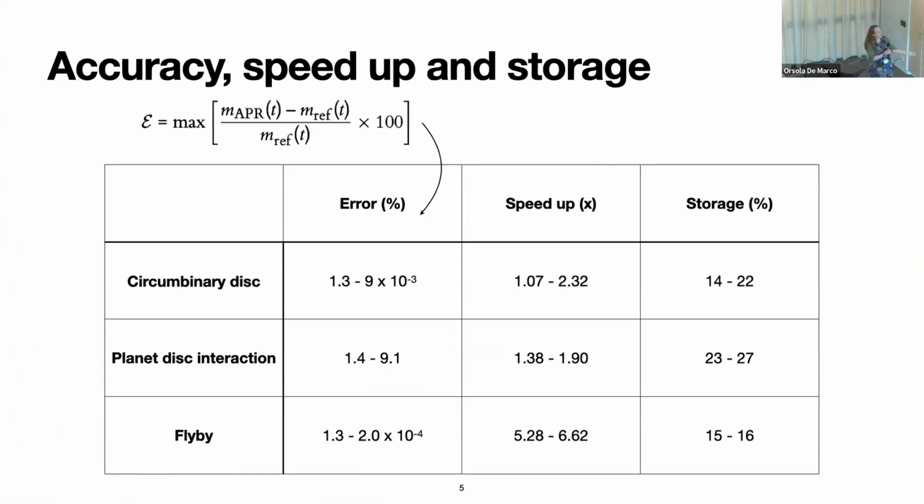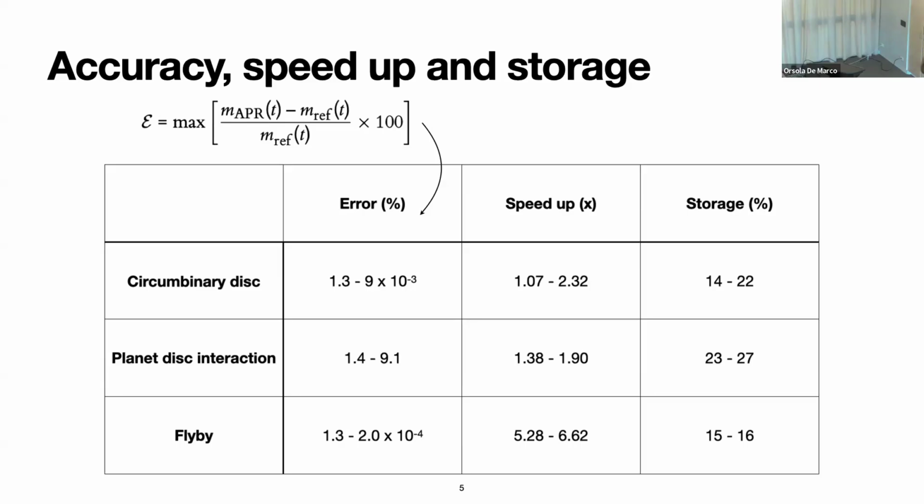So we can quantify exactly, as a metric, the difference between our high resolution reference case and what the APR is doing. We take that as percentage difference to calculate the error, and the maximum of that is the error for our simulation. So for our flyby simulation, the error is of the order of 10 to the negative 4%, it's actually negligible.